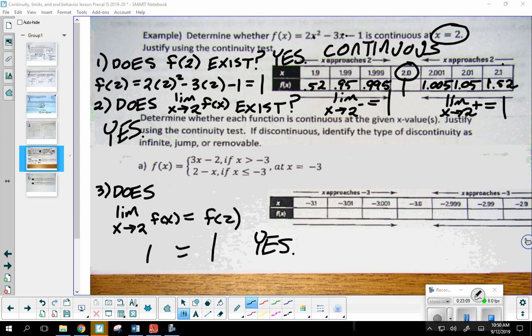Okay. Now tomorrow when you come in, after we talk about the quiz, we'll start looking at some problems like this one below that are going to have issues. They will have discontinuities. And the table is going to help me determine which type of discontinuity based on the patterns that I see.